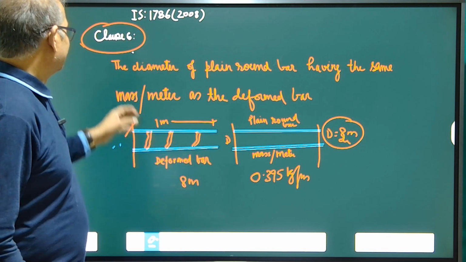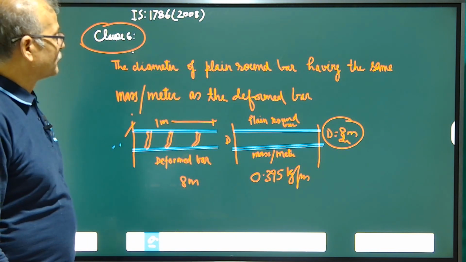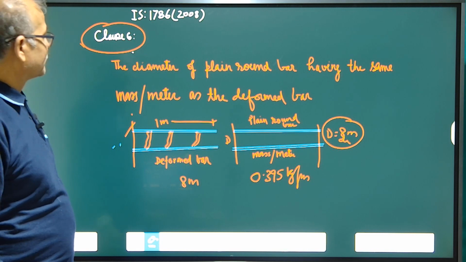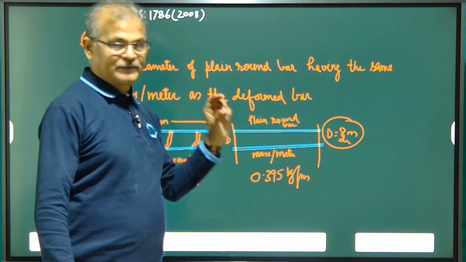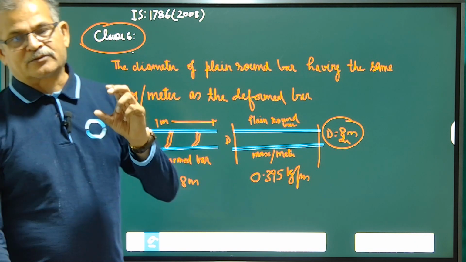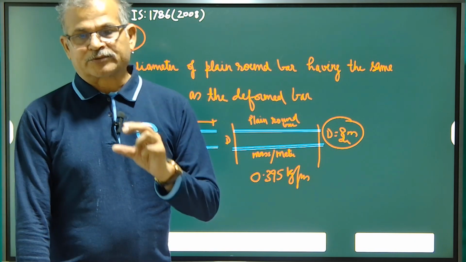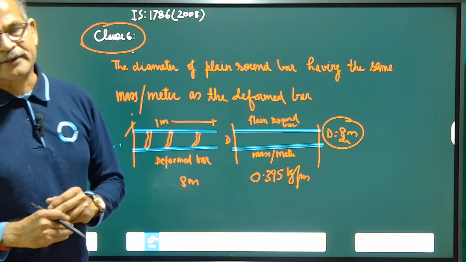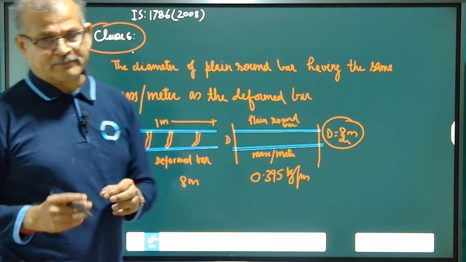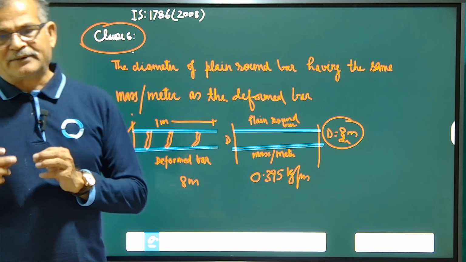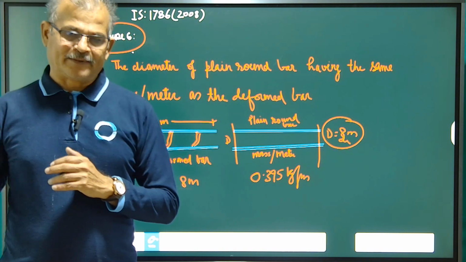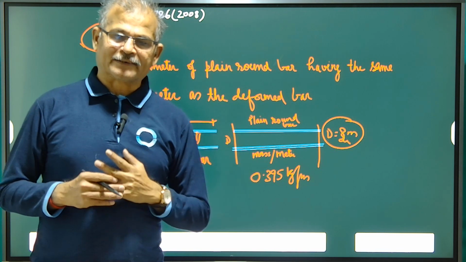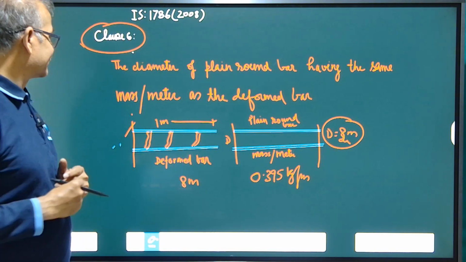So this is given by the diameter of plain round bar having the same mass per meter as the deformed bar. So whatever diameter of plain bar we measure, whatever mass per meter comes, that should be the mass per meter of the deformed bar also. Since we cannot measure the exact diameter of the deformed bar, we go by the indirect method, which is also given in clause 6.3 of IS 1786.